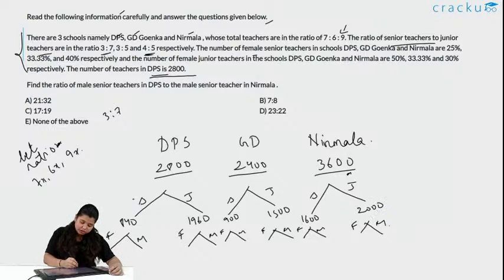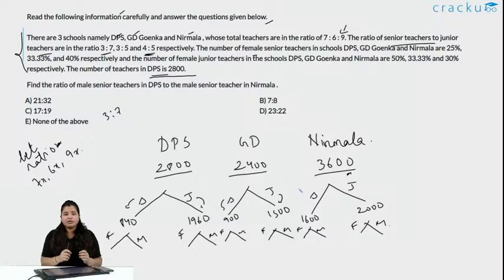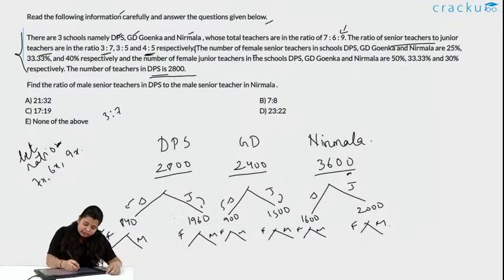So, now we know the senior teachers and junior teachers for all the schools. The other task is to find the male and female teachers. So, what is the information? See this line. The number of female senior teachers in school DPS, GD Goenka and Nirmala is 25%, 33.33% and 40%. So, first DPS it is 25%.